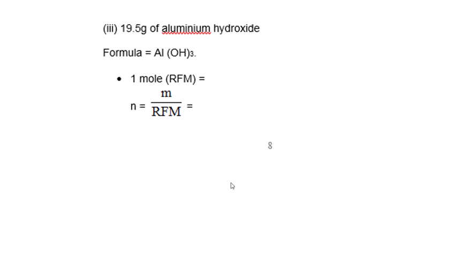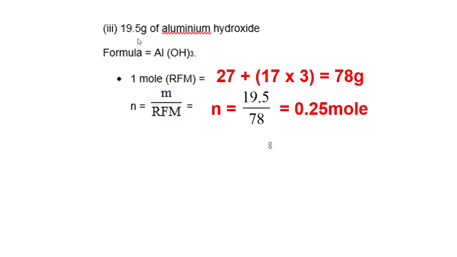This one, aluminium hydroxide, 19.5 grams of aluminium hydroxide. So Al(OH)3. Now the mass of 1 mole works out to be 27 plus 17 times 3, which is 78 grams. Then to work out the number of moles, divide the 19.5, what we were given there, by 78. That's the RFM we've just worked out. And 19.5 over 78 works out at 0.25 mole.